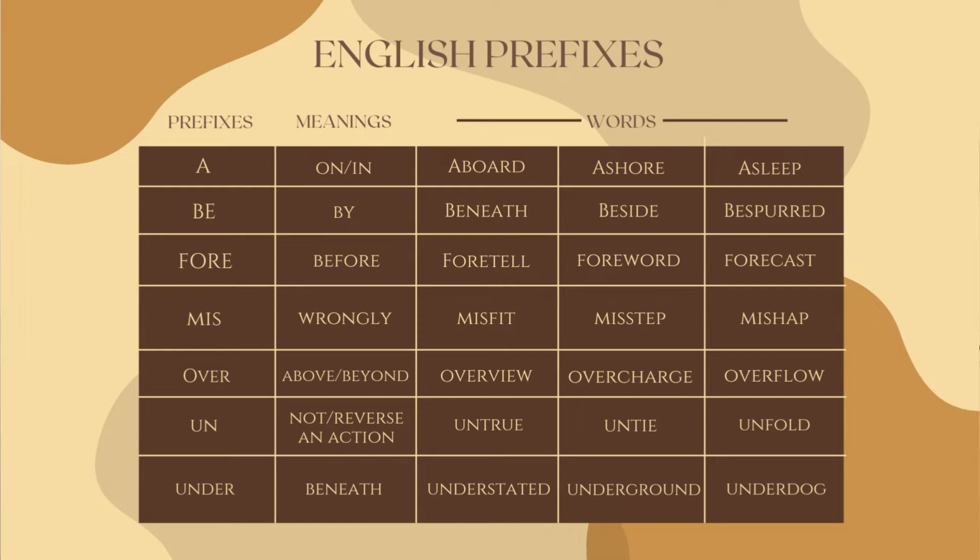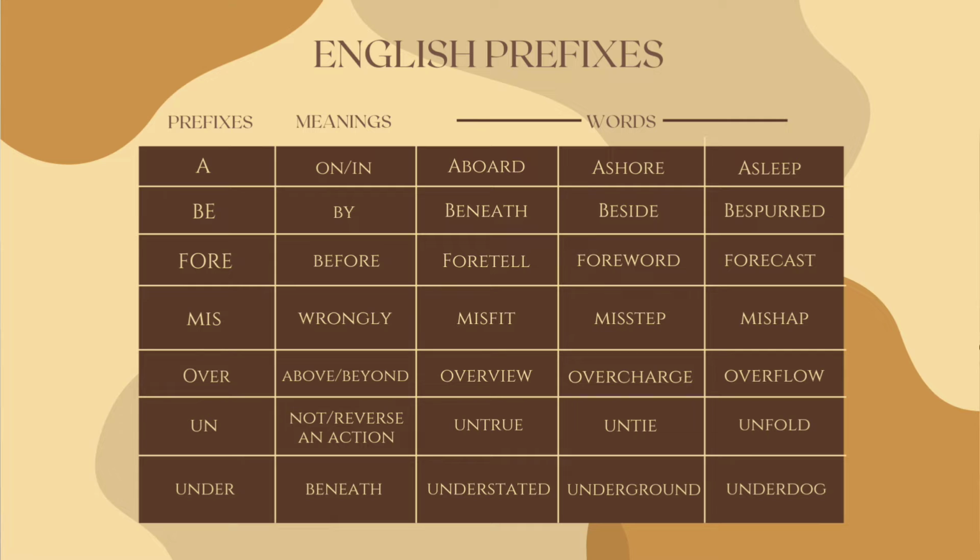Now, the first type of prefixes is English prefixes, and these are very easy to understand, something that you're seeing on your screen right now. So the different kinds of prefixes are here. So let's look at them one by one. Now, when you add a in front of something, you're trying to say that it is on or in. So when you say aboard, someone has boarded a flight or a bus. Ashore means on the shore.